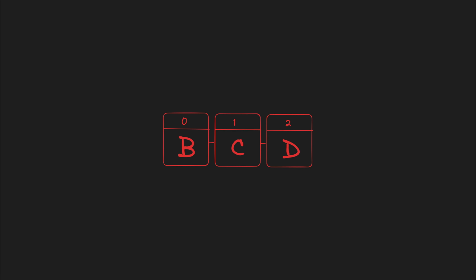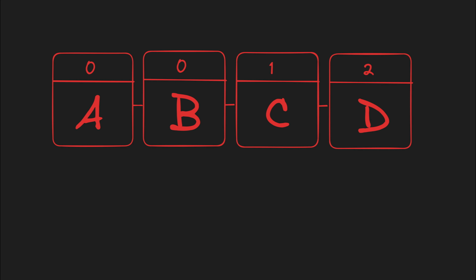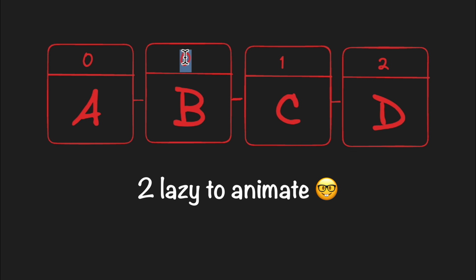Now let's get back to our shift method. As you might have already guessed, this is an O of n operation. Now our ABCD array looks a bit incomplete. It's missing an A. Let's add A back. We will use array.unshift A. Oh god. And again the indexes are all wrong. We are gonna have to reindex this again. This was again an O of n operation.